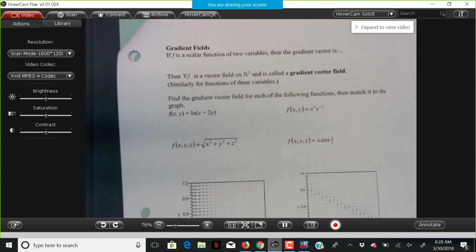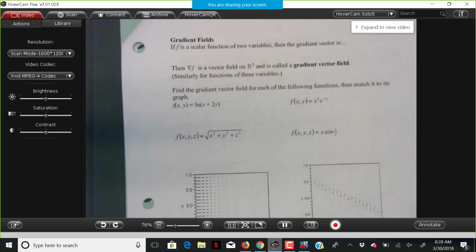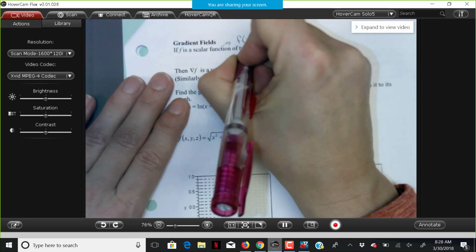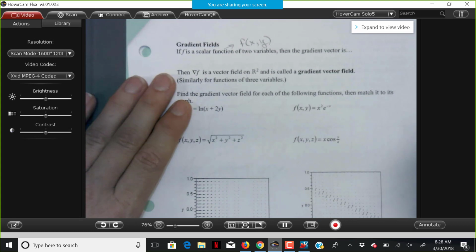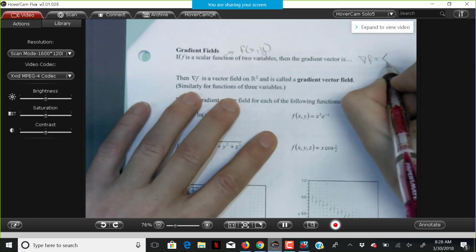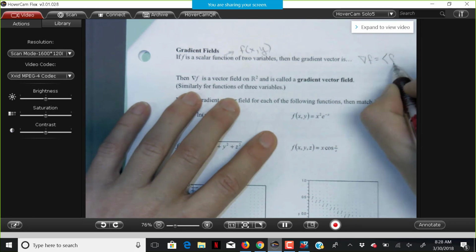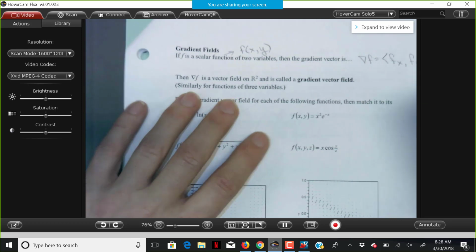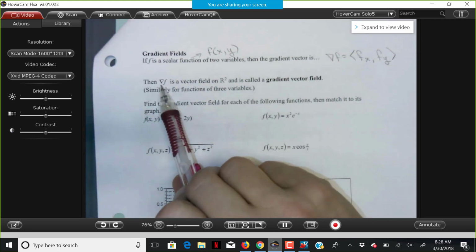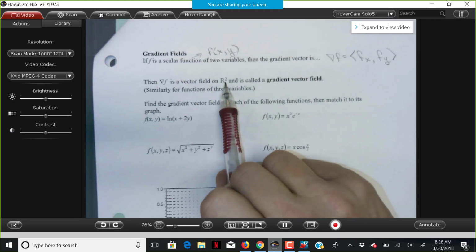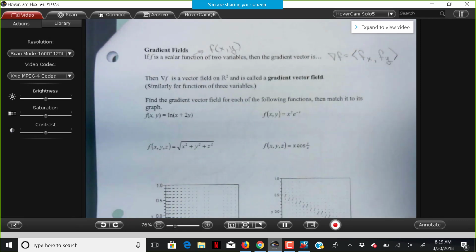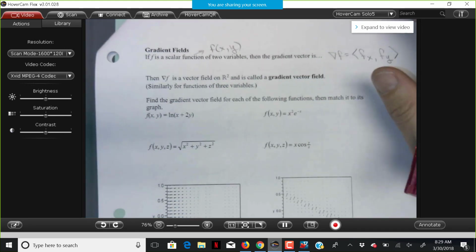Okay, and then the other topic here is gradient fields. If f is a scalar function of two variables, which means we have f of x, y, then how do we find the gradient vector? What's the first component? F sub x. Yep, f sub y. And if we went into 3 dimensions, we just add that third component. Then it is a vector field on R2 because you'd plug in a point x, y, and you'd get out a vector. It's called a gradient vector field, okay? And then we could extend to 3 dimensions.